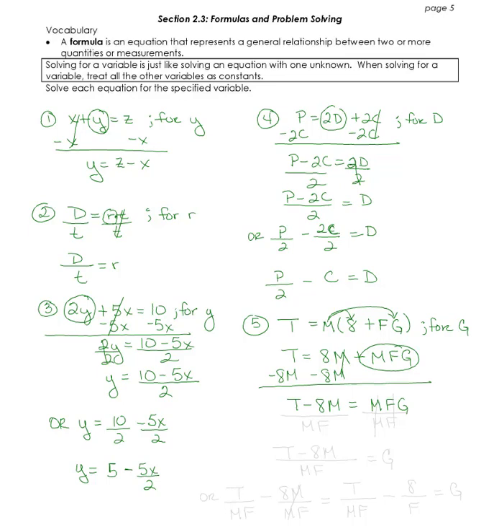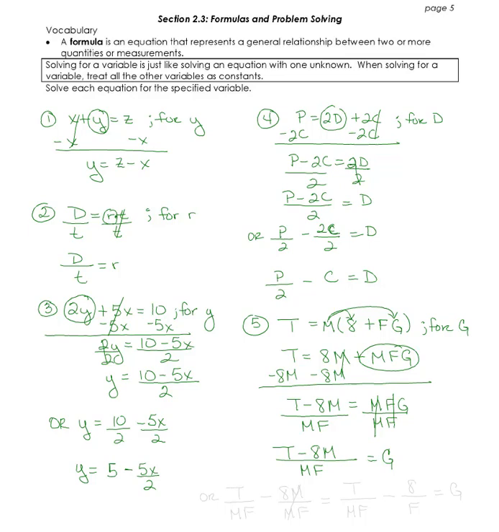And then what would be the last step? Divide by mf. By doing what? Division. Yes, dividing. T minus 8m over mf equals G. And this one we can go further. If you stop here, great.